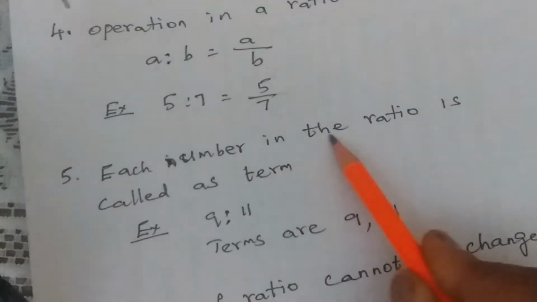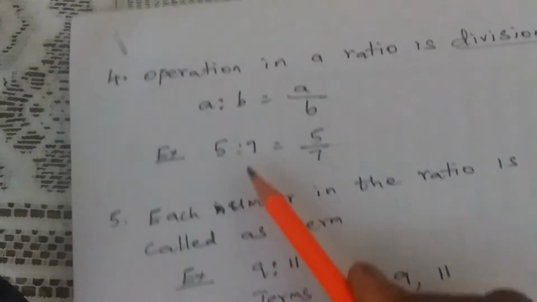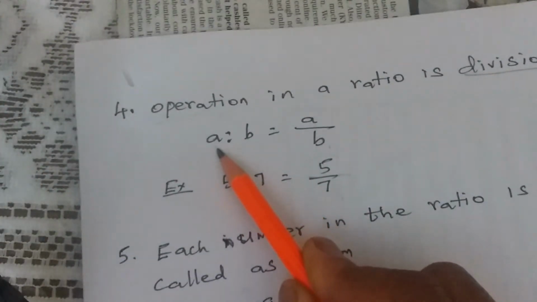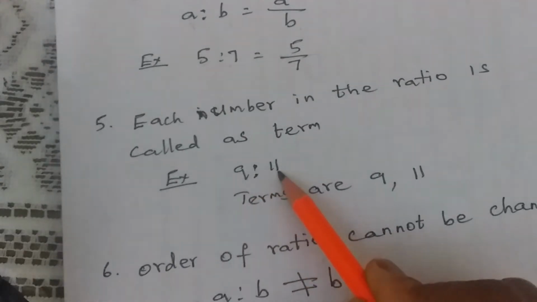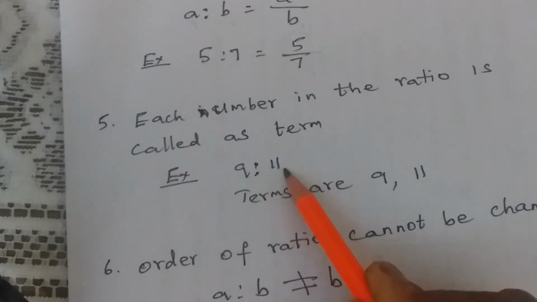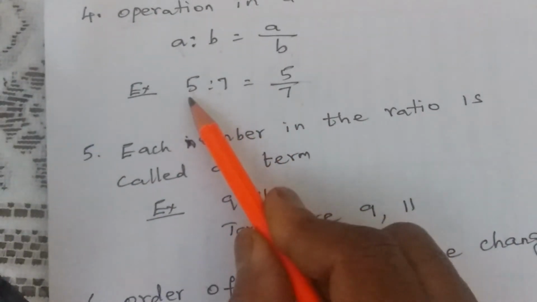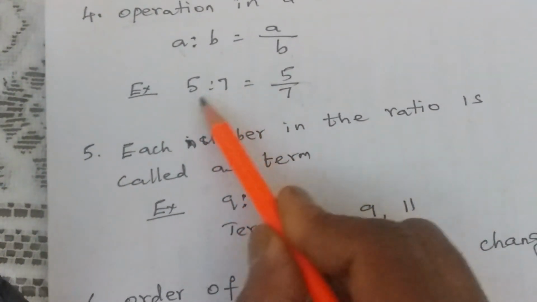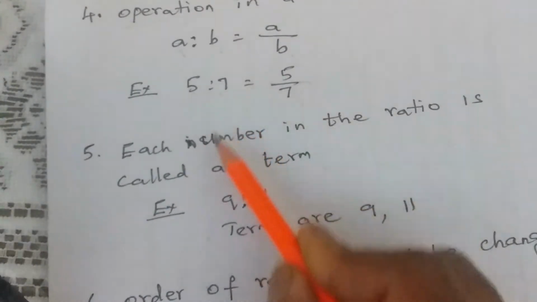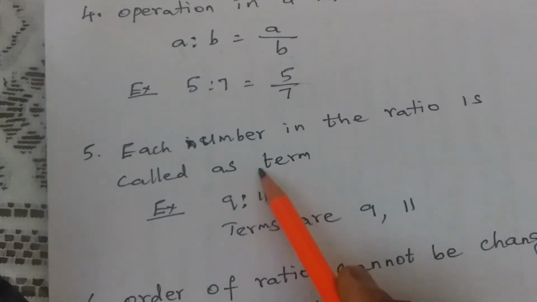Then each number in a ratio is called a term. Suppose we say A:B, A is one term, B is one term. Take an example, 9:11 is a ratio, and here the terms are 9 and 11. In 5:7, the terms are 5 and 7. These two numbers which we compare are called terms of the ratio.